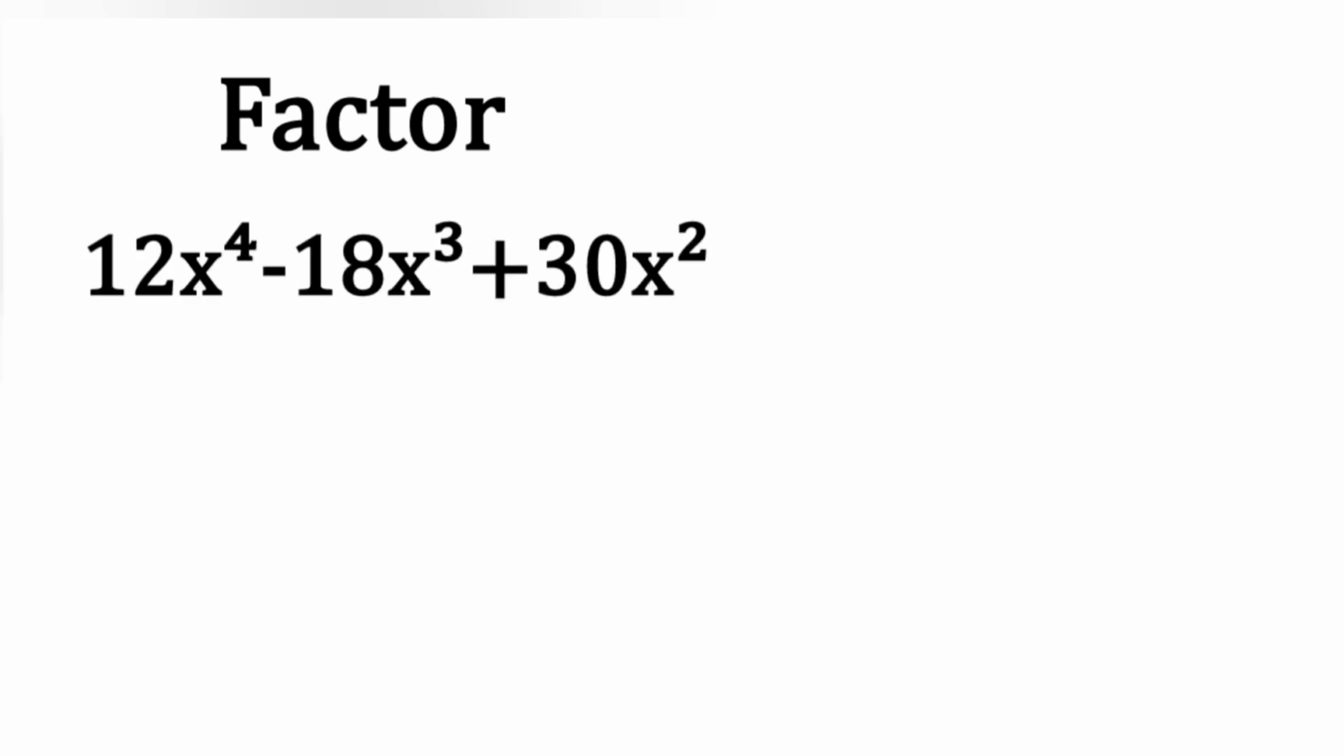Another example, factor 12x to the fourth minus 18x cubed plus 30x squared. We are going to look for a common variable here, which is x, and the lowest power for the variable, which is x squared, and the highest number that can divide the coefficient in each term.